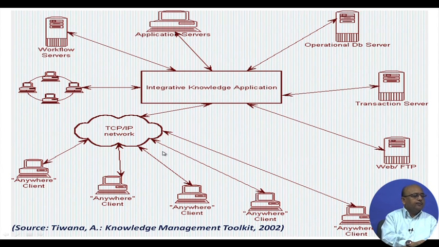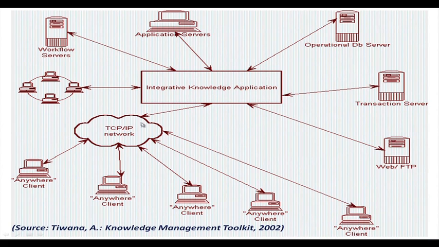See, this is the integrative application connected through this TCP/IP network, this is a transaction server, this is the web, okay. This is the operational database server, this is the application server, this is the workflow server, right. These are the end users where people are there, okay. And this is connected through different clients which are connected with this one. So this is the integrated knowledge application, okay, which is connected through various servers and also the users, right.